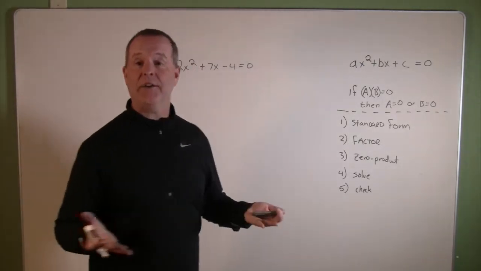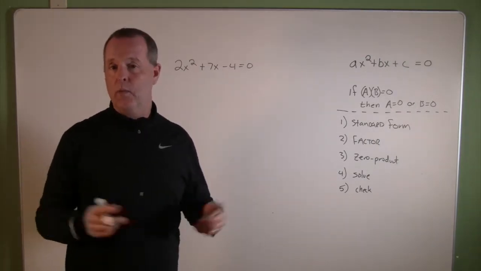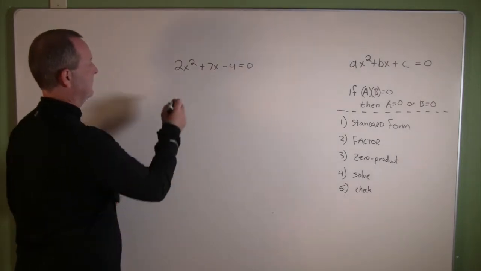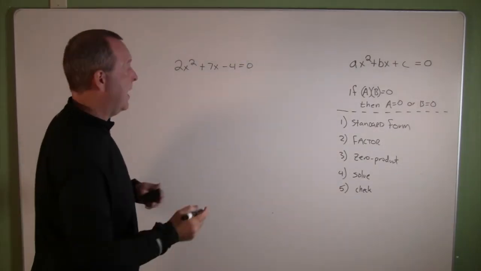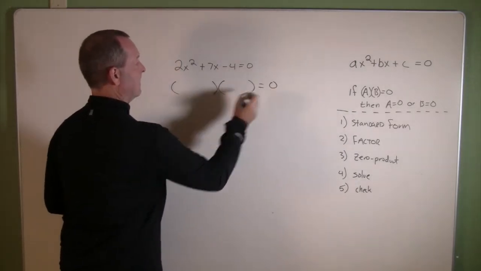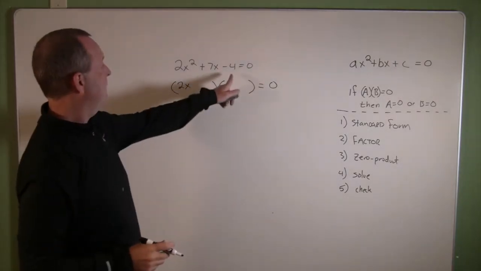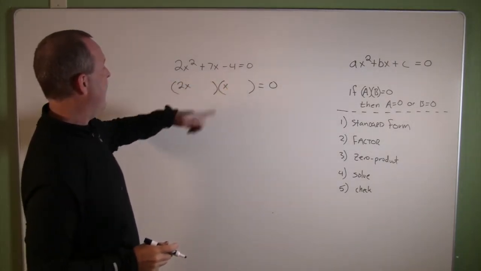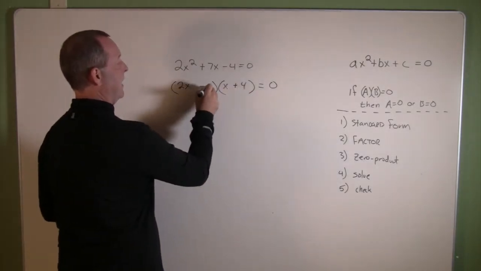Next thing I want to do is factor. Of all the factoring techniques I have at my disposal, one will work. So let's try and factor that. It has 3 terms, and it looks like it's not a perfect square, so I'm going to try trial and error. (2x) and an x. Now I've got to find my factors of -4 that add up the middle term to a 7. So it looks like a +4 and a -1.